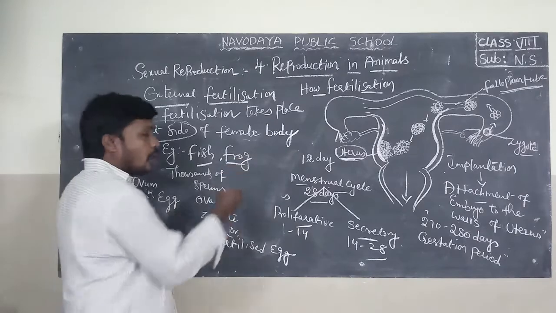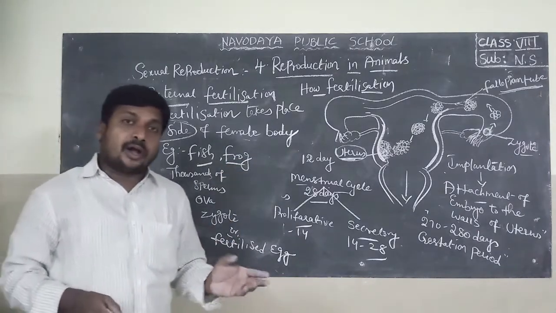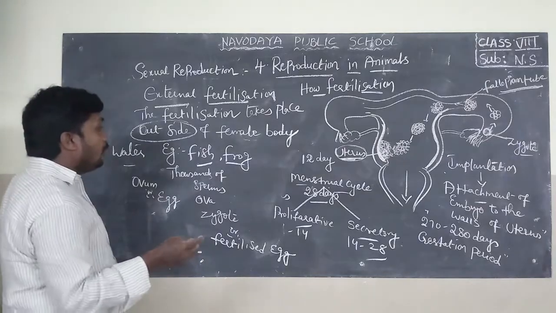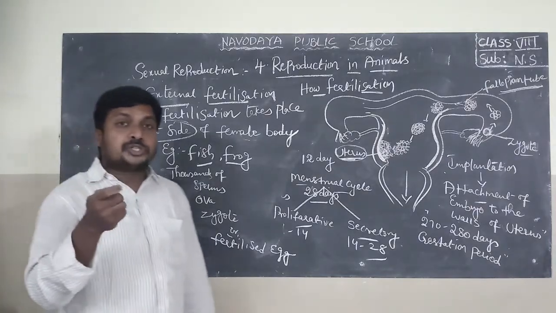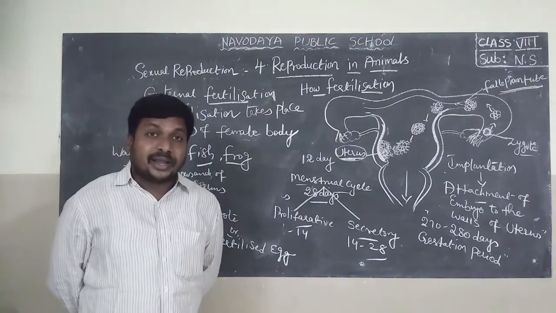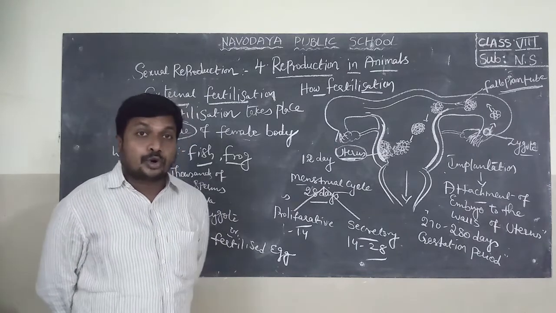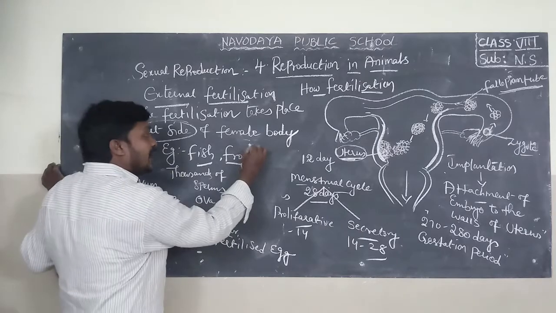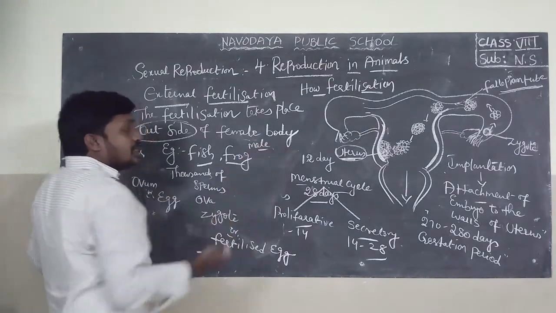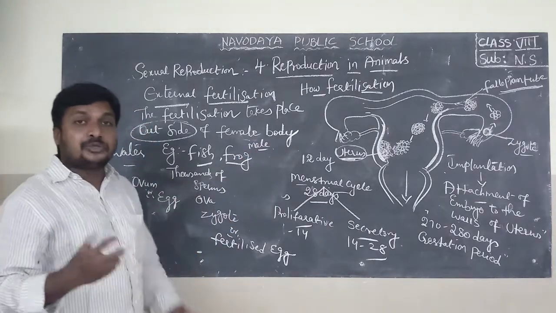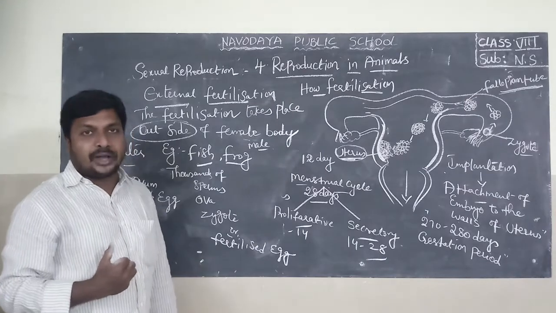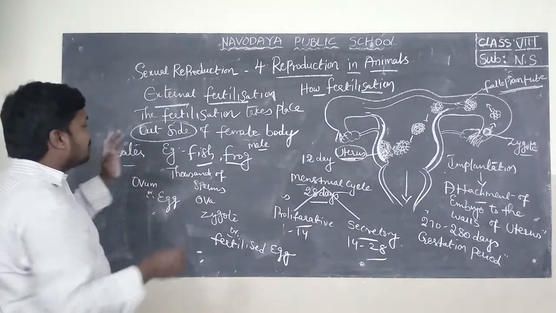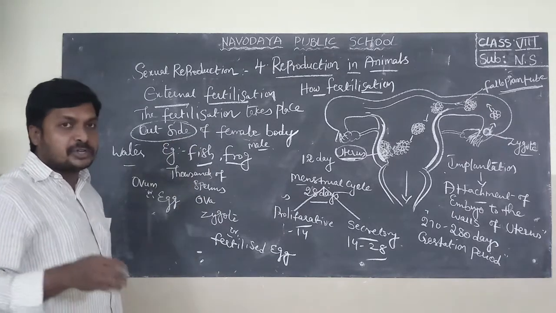If you observe frogs, we can distinguish the male frog from the female frog. Do you know the sounds produced by frogs during the rainy season? That sound is called the croaking sound. Only the male frog produces that croaking sound, which helps to attract the female frog for copulation. So in fish and frog, we can distinguish male from female.